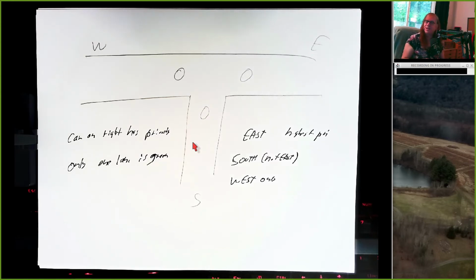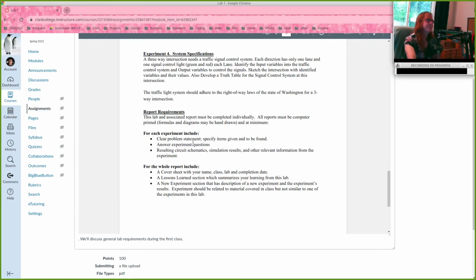So no yellow lights yet. The last version of this in Lab 6 will put in yellow lights. But for now, we're starting off with probably the simplest way we could envision a traffic light controller. So each direction has one lane and one signal control light, red or green. So identify the input variables and the output variables. Sketch the intersection, identify the values, and then draw a truth table.